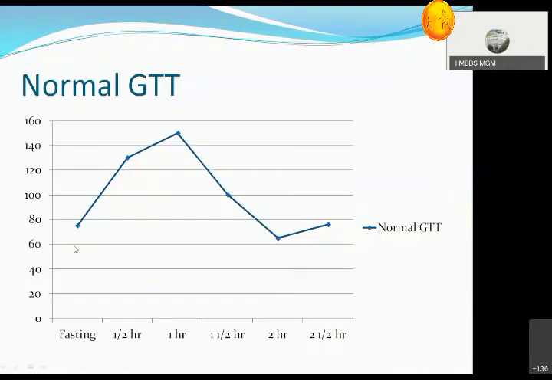So with this reading, this type of graph is plotted. This is the fasting, approximately 75. At half hour, 1 hour is 150, below the renal threshold. Then after that, it is coming down to normal. This type of graph is called normal glucose tolerance test. You have to see the fasting level, then peak, and within 2 to 2.5 hours, it should come to normal range.